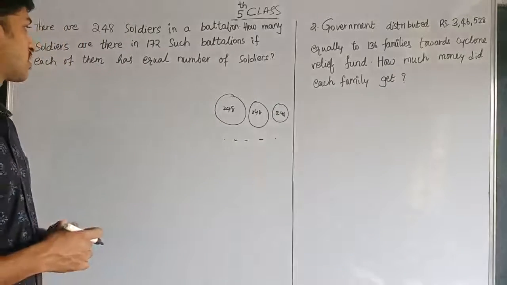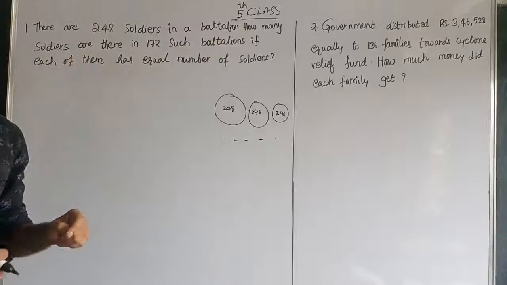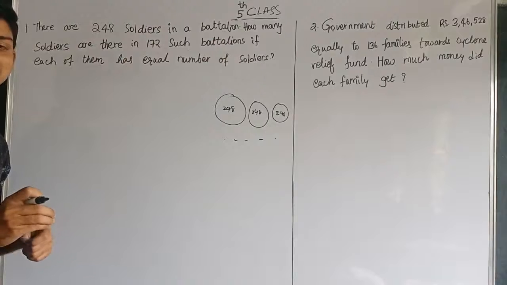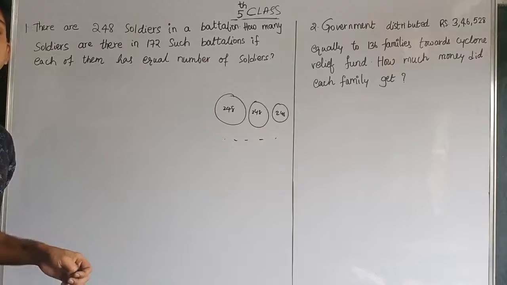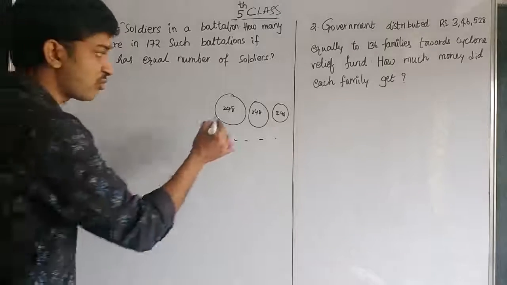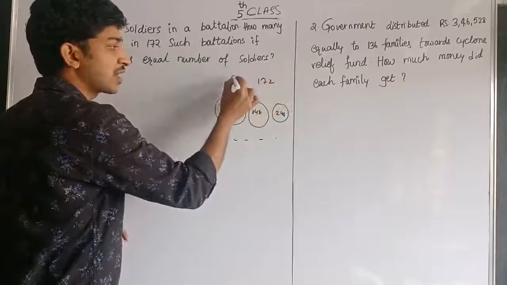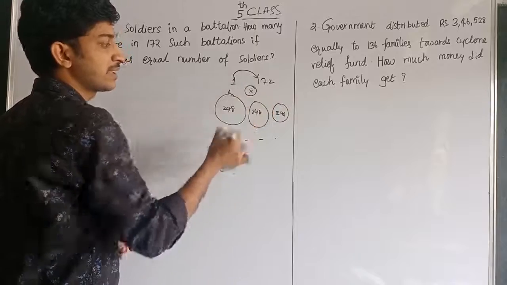How many soldiers? He is asking for how many soldiers. He has given one battalion and said 248 soldiers in that, and he is asking for 172 such battalions. How many soldiers do we have? So he gave only one battalion and is asking for 172. What do we do? One to multiple means we have to multiply here.